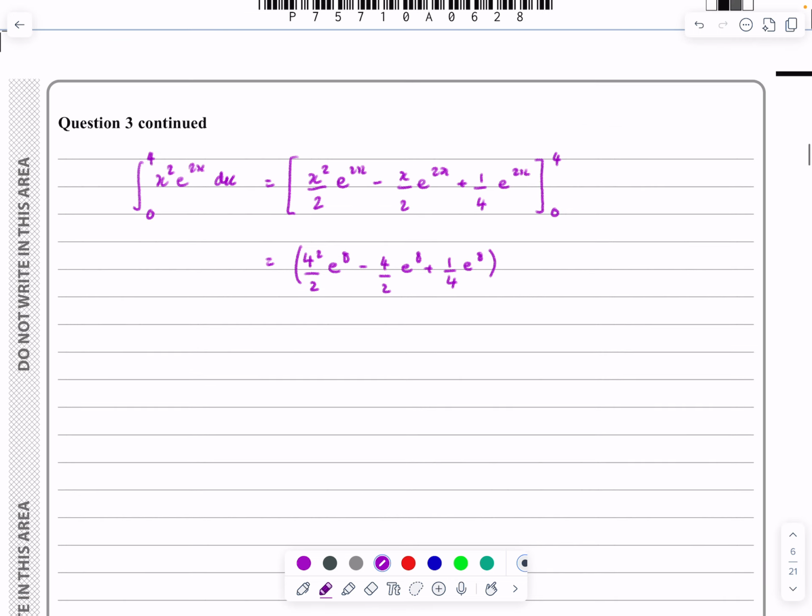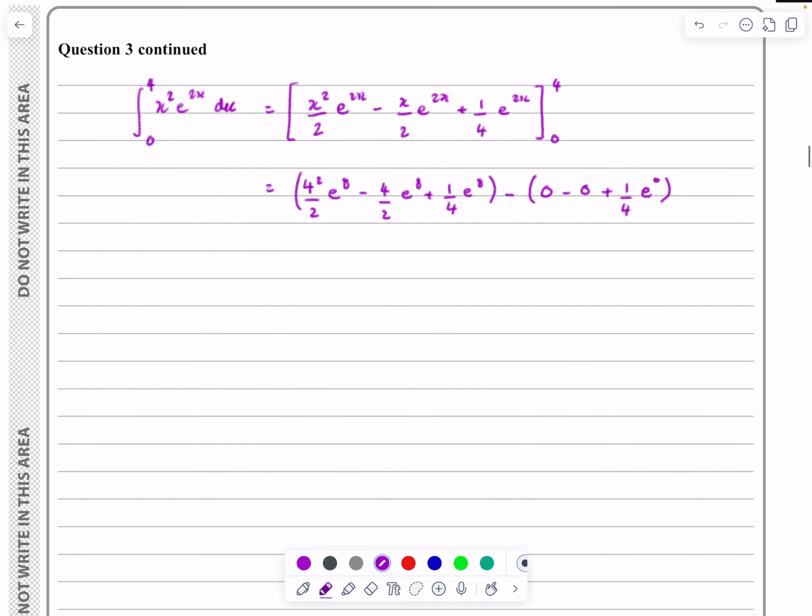Oops, excuse me, minus, but just be careful with this one. It's not 0, 0 and 0. The first one's 0, the second one's 0, but the third one is a quarter, e to the 0, which is 1, isn't it? E to the 0 is 1. So we are going to get a constant value there.